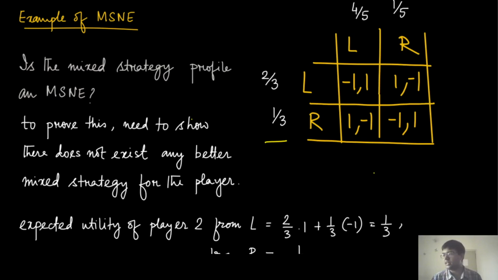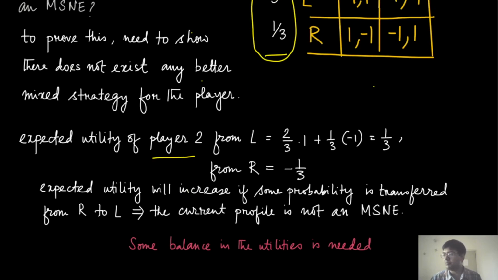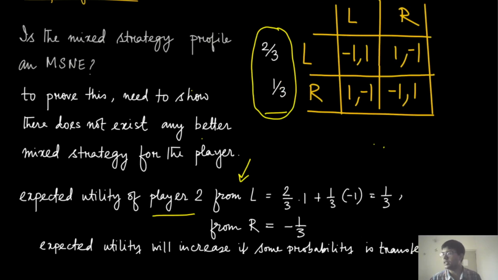Now what we can notice is that from the point of view of player 2, player 1 is mixing her strategy with probabilities 2/3 and 1/3. So the expected utility for player 2, when player 2 is playing L, is going to be 2/3 times the utility player 2 gets when player 1 picks L, and player 1 picks that with probability 2/3. Similarly, player 2 gets -1 when player 1 picks R, and player 1 picks R with probability 1/3. So you can do this math and find out that the expected utility is 1/3. Now you do the similar exercise when player 2 is considering to play strategy R, then it is going to be -1/3.